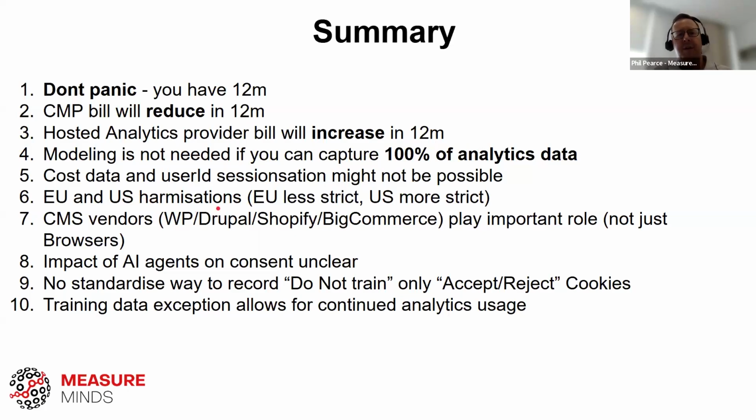EU and US harmonization. The EU in essence is becoming less strict and the US becoming more strict. In the US you only really need to worry about targeting cookies, not so much analytics cookies, and the EU is moving in that same direction. Also, the EU has a requirement for a global privacy control, which the browsers need to add within the next 12 months. So that ties in with this browser-based change that the EU is also proposing.